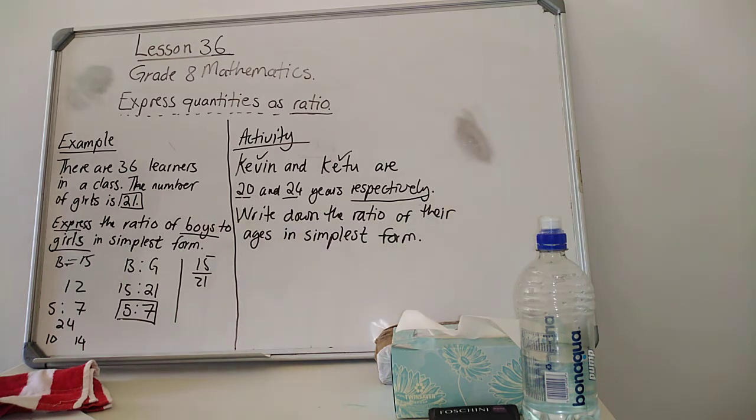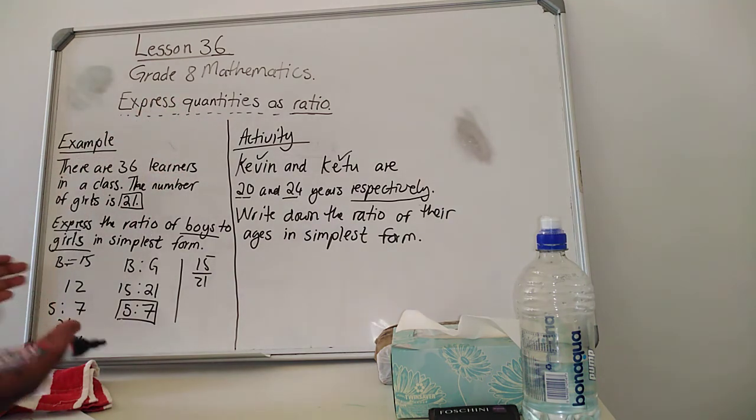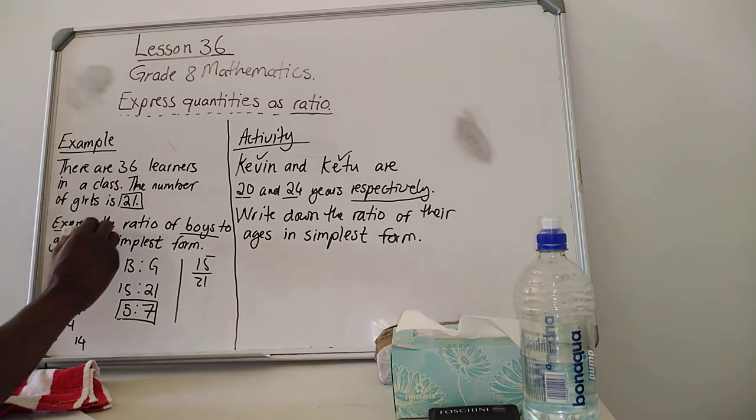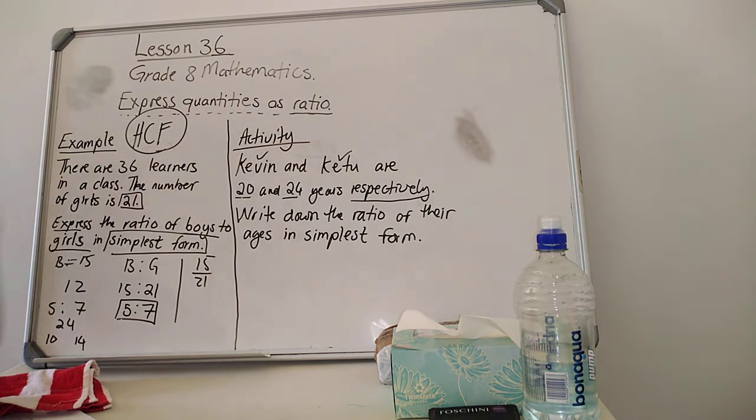So in our next video, we are going to look at more practice on how to simplify the ratio. But at least for now, you know how to express quantities as a ratio. You'll be given two quantities and you'll be asked to write them as a ratio, but very important, in simplest form, meaning that you must revisit the concept of finding the highest common factor, because we use it here so much.